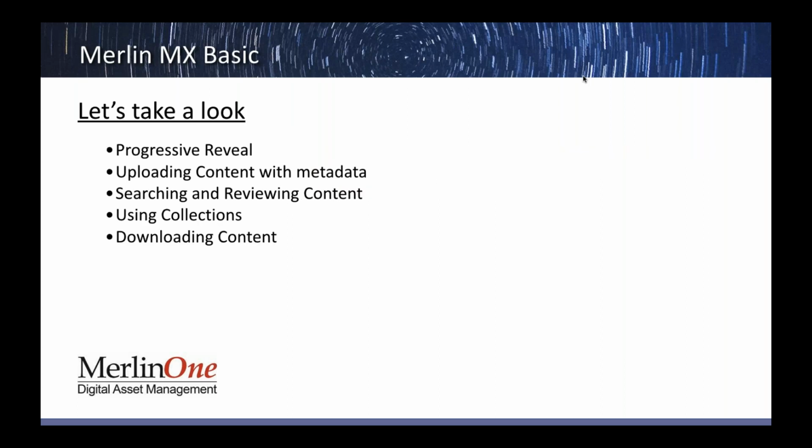So these are the things we're going to be talking about today. We're going to talk about progressive reveal. We're going to talk about uploading content with metadata. We're going to talk about searching and reviewing content. We're going to talk about using collections and how to download content. Those are the main pieces of functionality built into the MX Basic UI, and those are the things we're going to talk about.